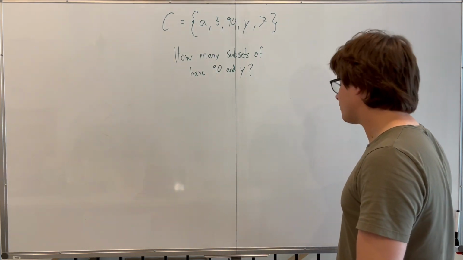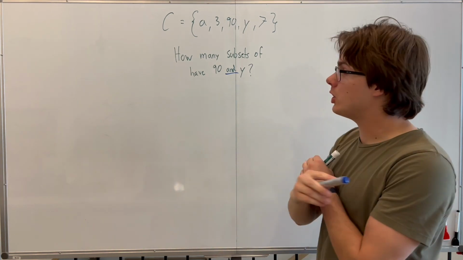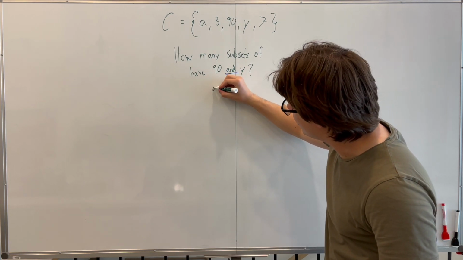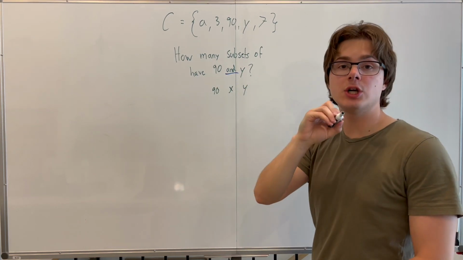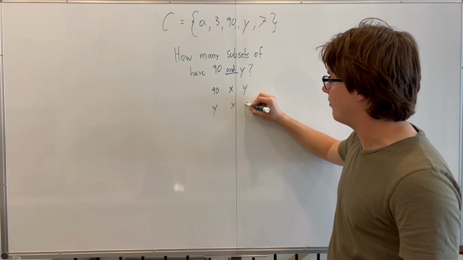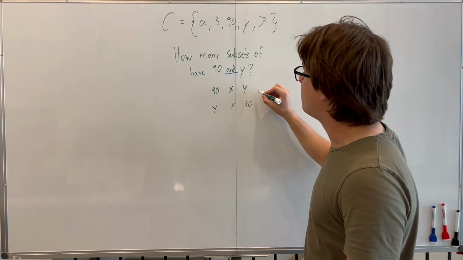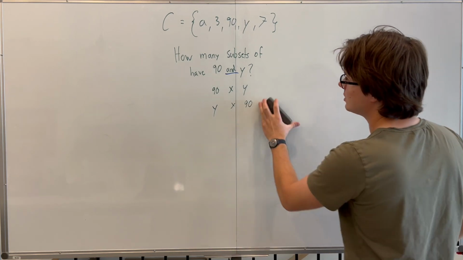It's very important for you to see the word "and." This means we are not going to be counting the sets that have 90 but do not have Y. We are not going to be counting the sets that have Y but do not have 90. We need to have the sets that have both of them, not just one of them. So how are we going to do that?